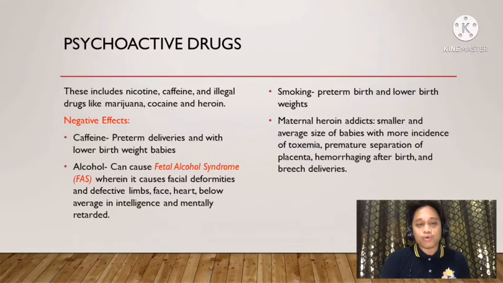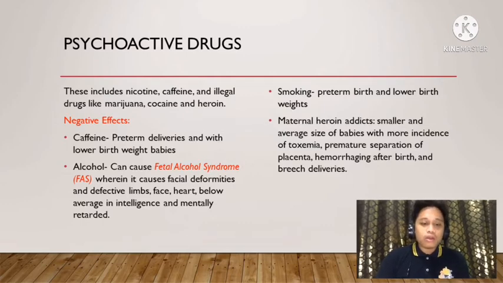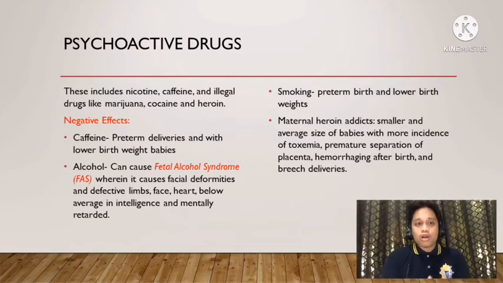The third one is smoking. The negative effects of smoking are preterm birth and lower birth weights. If the mother is smoking, expect that it will have a negative effect on her baby. Not only that, a mother should also avoid secondhand smoke for the safety of her baby. And next is maternal heroin addiction.